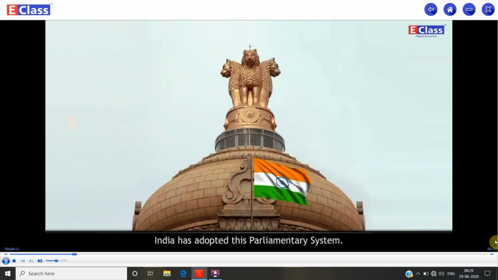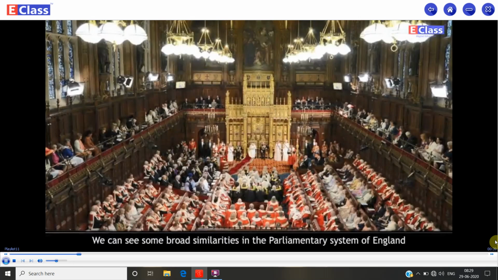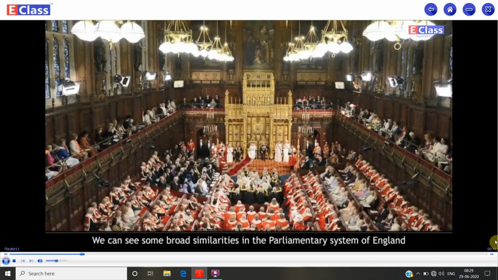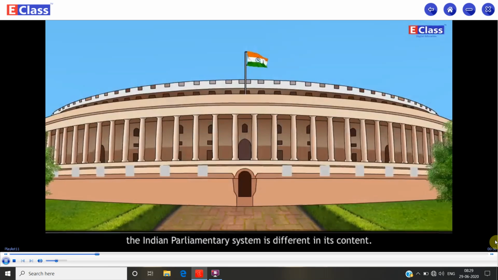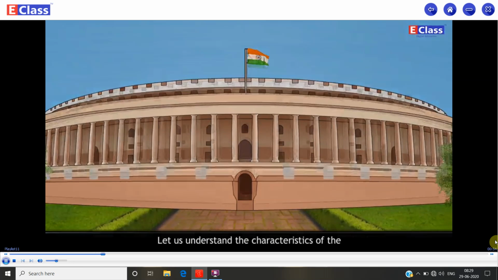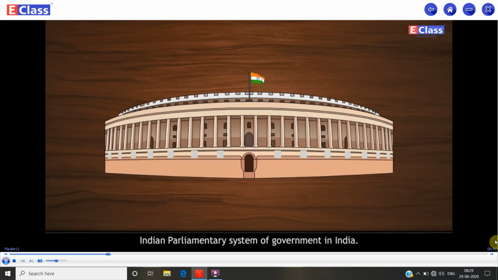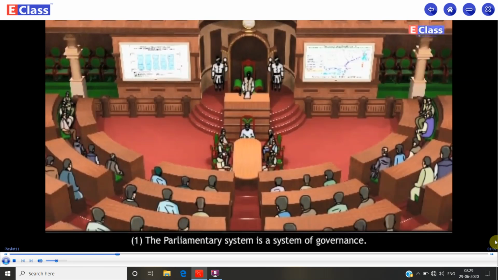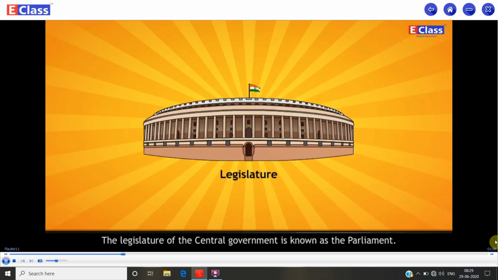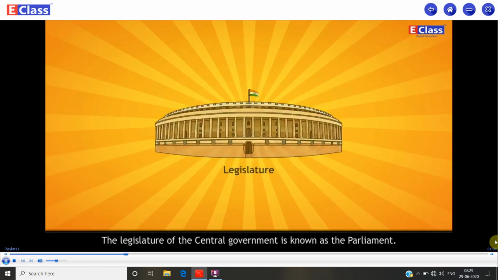India has adopted this parliamentary system. We can see some broad similarities in the parliamentary system of England and the parliamentary system of India. But when we look at an institutional level, the Indian parliamentary system is different in its content. Let us understand the characteristics of the Indian parliamentary system of government. The parliamentary system is a system of governance. The legislature of the central government is known as the Parliament.